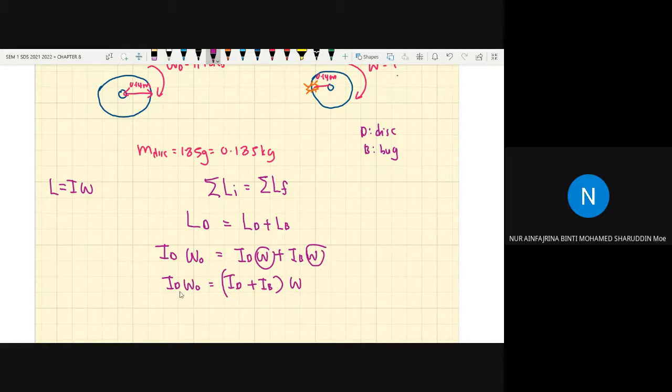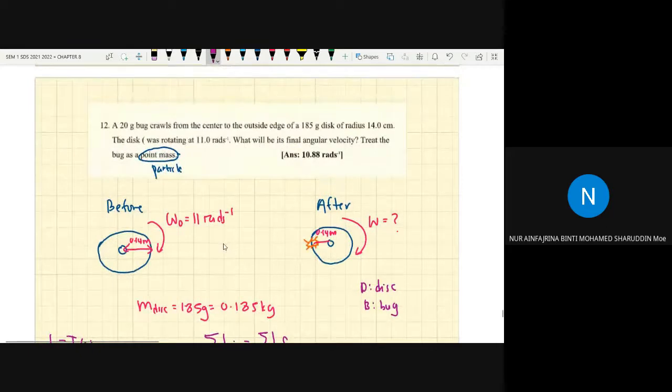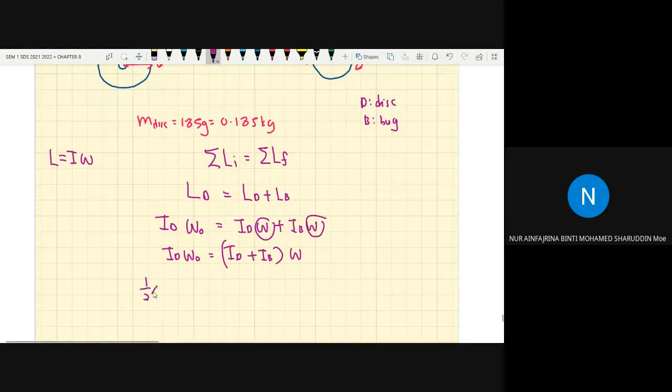Alright now, so how do we find the moment of inertia of the disk? Is there a formula given? Actually, the formula is given here. I equals half m r squared. So you already know, to find the moment of inertia of the disk, you use the formula half m r squared, multiplied by omega naught. Equals half m r squared, the moment of inertia of the disk.